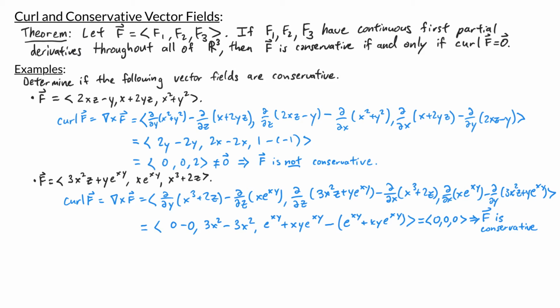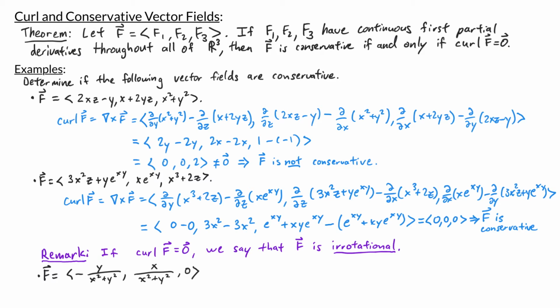Another thing I want to point out is that vector fields whose curl is the zero vector are called irrotational. This term comes from the fact that if I take a ball and place it anywhere in an irrotational vector field, the ball would not spin. Let's consider one last example.